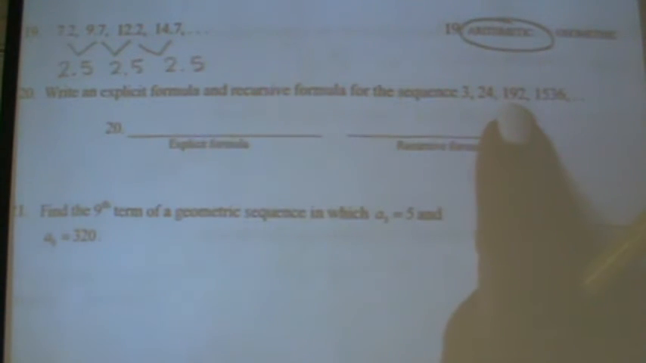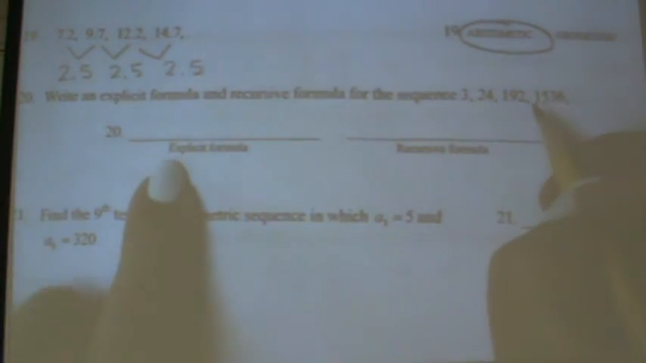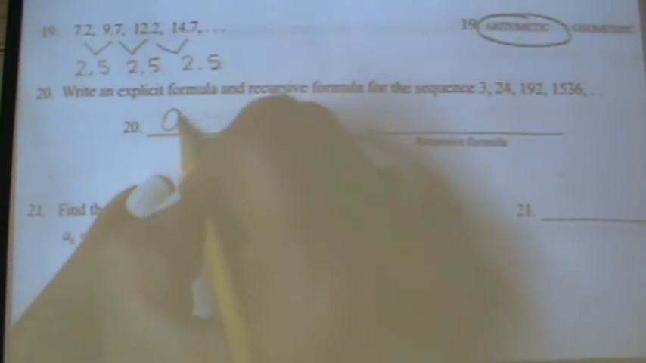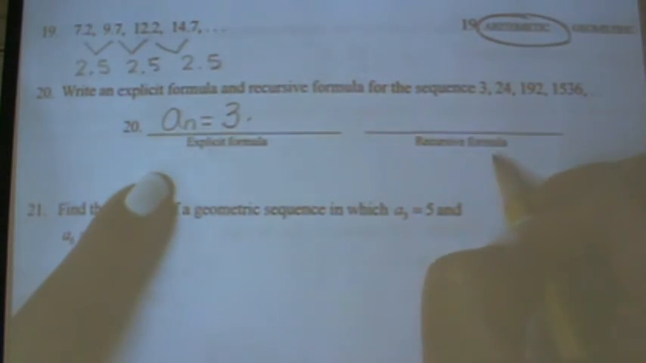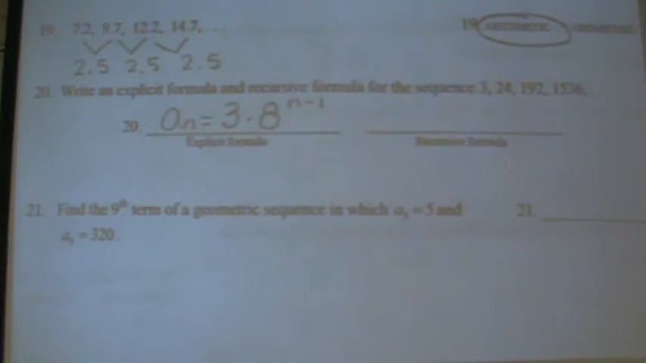Now I need you to take a geometric sequence and give me the 2 formulas, explicit and recursive. The explicit one is a sub n equals the first term times the r value. How are they going from 3 to 24, 24 to 192, 192 to 1536? They're multiplying by 8, and then you have n minus 1. You're going to have the formulas. All you need to do is know what goes where.